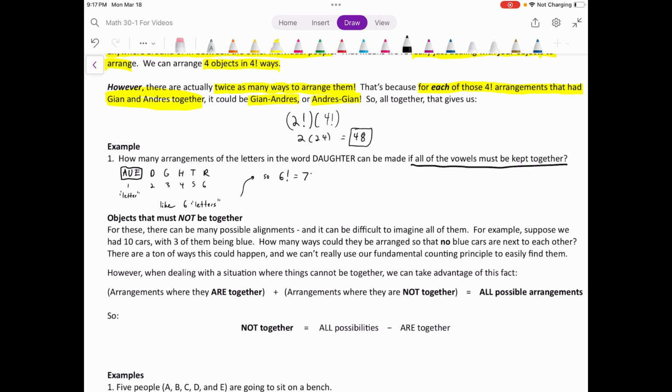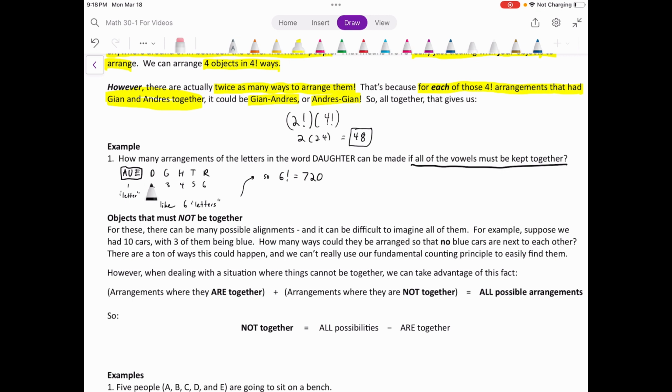However, be careful, because that's just how to arrange these ones where, for example, it's AUE. But we could also have done UAE or UEA or EAU or EUA and on, right? There are 3 factorial ways to arrange the AUE within this group. So yes, we're not allowed to split them up. We're going to keep them as a group, but within that group, they could be arranged 3 factorial ways.